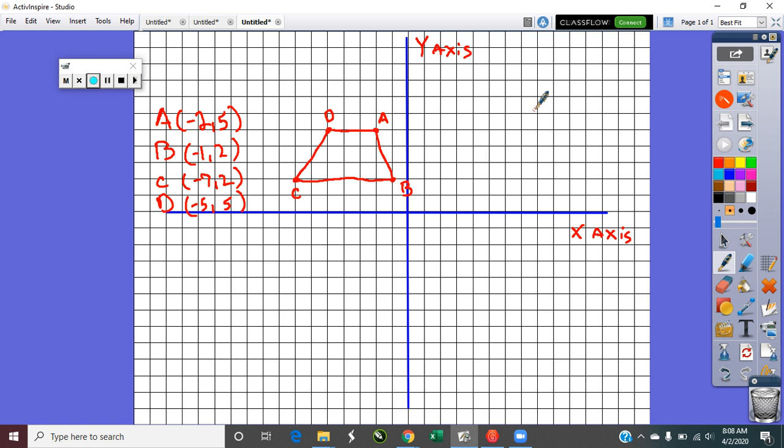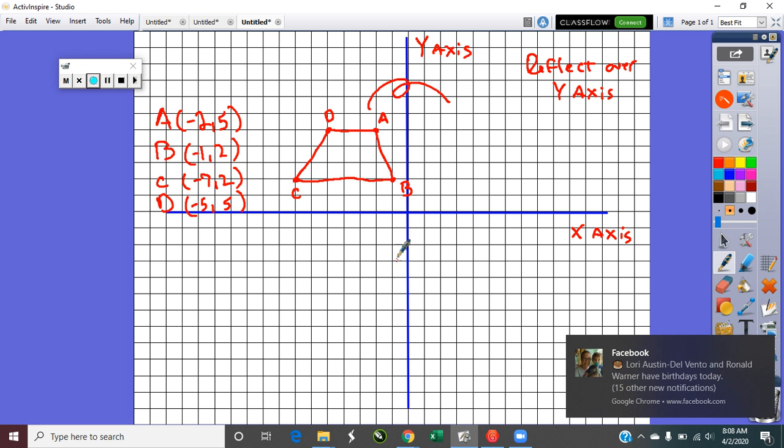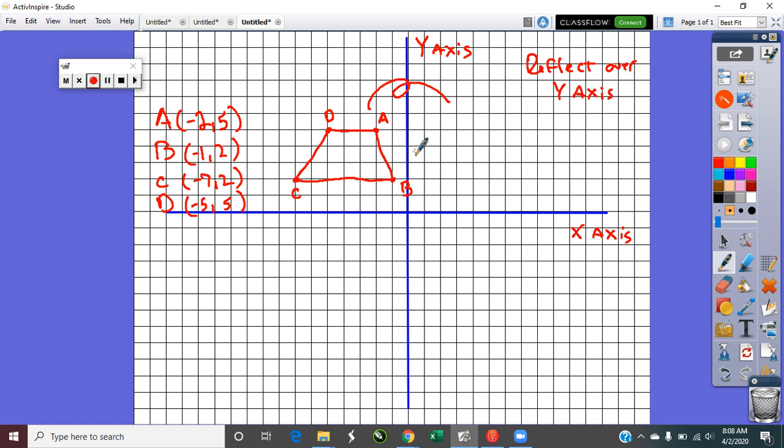So let's say we're going to reflect over the y-axis. What that means is, when we did translations, all we did was take this figure and slide it. This one, we're actually going to flip it over. It's kind of like if we put a mirror right here on this line, and we would see exactly what's happening here. We're just flipping it over a line if we had a mirror there. That's really in essence what we're going to do.